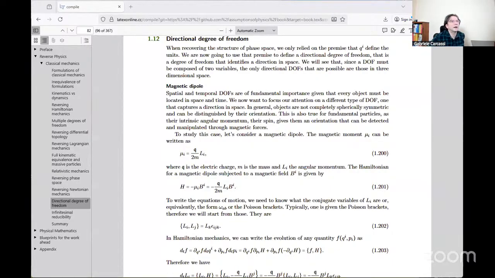Okay, so Artem, would you like to start? Yes, sure. So, directional degree of freedom. When recovering the structure of phase space, we only relied on the premise that Qi defined the units. We are now going to use that premise to define a directional degree of freedom, that is, a degree of freedom that identifies a direction in space. We will see that since a degree of freedom must be composed of two variables, the only directional degrees of freedom that are possible are those in three-dimensional space.